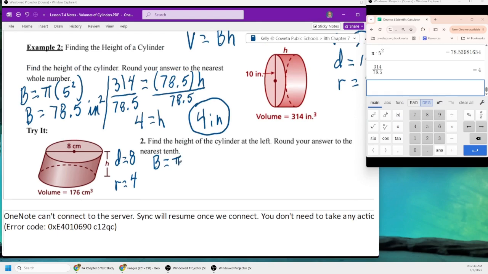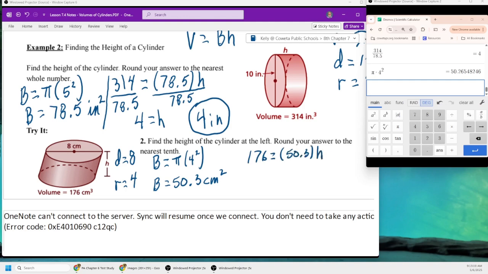So the area of the base is going to be pi times 4 squared. That's going to be 50.3, and that would be square centimeters. So then the volume is 176. So that equals the area times the height. So that means we're going to divide by the 50.3.